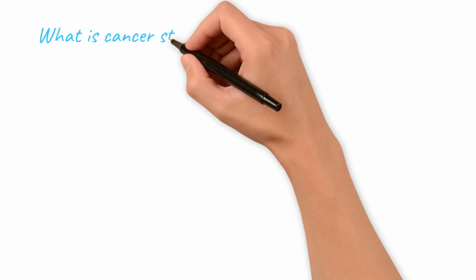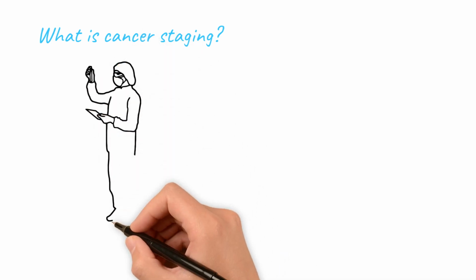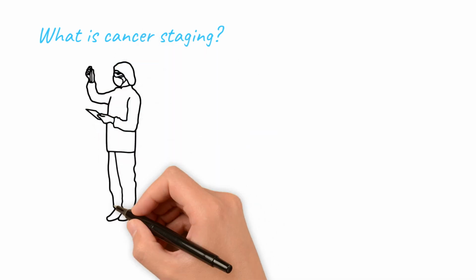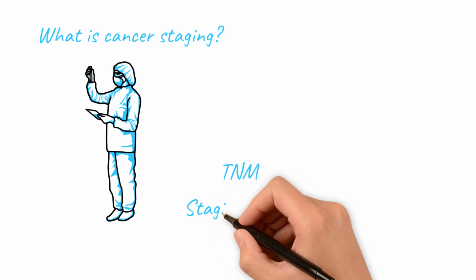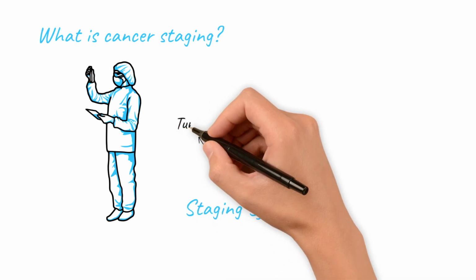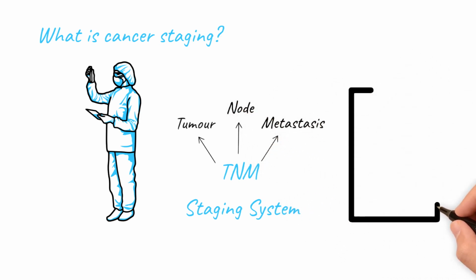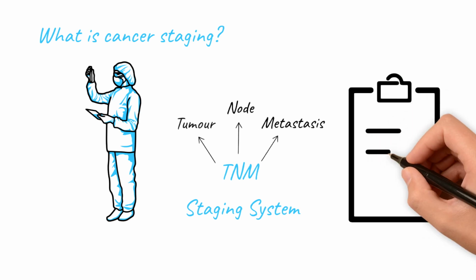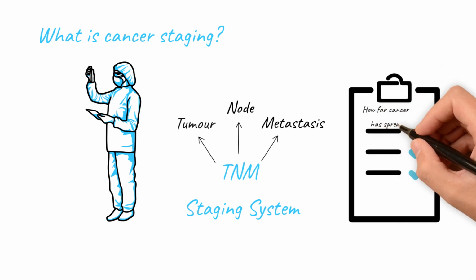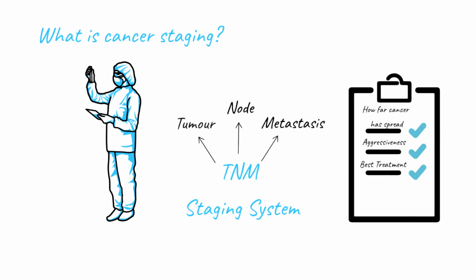Cancer staging is a way for doctors to describe the size and spread of tumors. There are several systems for grading different types of cancer, but one of the most widely used is the TNM staging system for solid tumors. TNM stands for tumor, node, and metastasis. It is a standardized scale that provides a detailed description of how far cancer has spread. This system helps doctors understand how aggressive the cancer is so that they can plan the best treatment and assess a patient's prognosis.